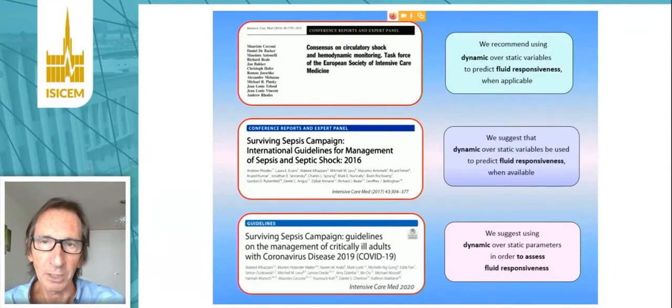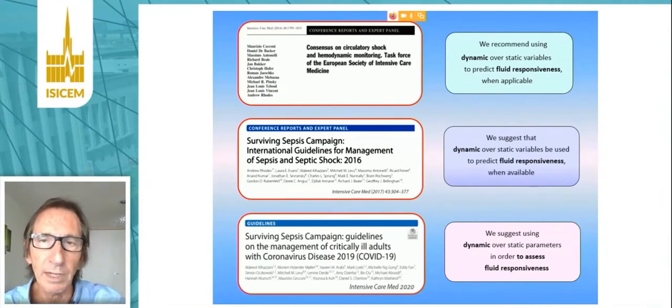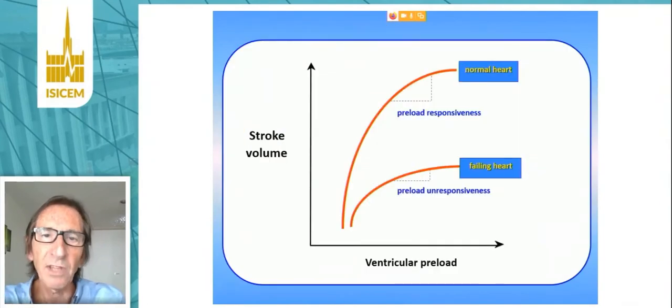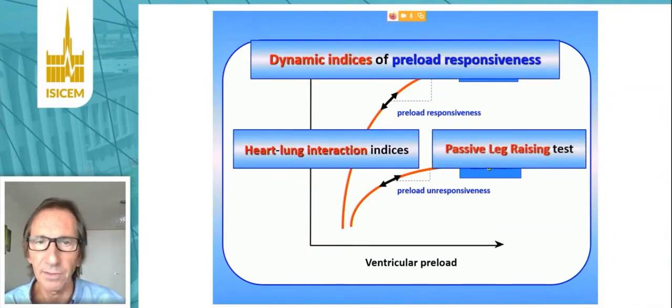As you know, when we speak about fluid responsiveness, we speak about prediction of fluid responsiveness. And nowadays, international societies recommend using dynamic over static variables to predict fluid responsiveness when applicable. But what is a dynamic variable? It is something which can quantify the slope of the Frank-Starling curve at the time you decide to give a treatment to your patients. And we have, in fact, two categories of dynamic indices.